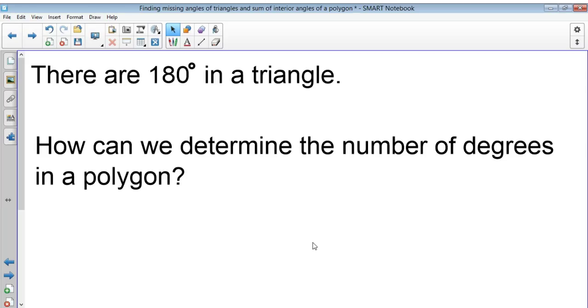So we've just established that there are 180 degrees in a triangle. And actually, this is a really powerful statement in geometry. The fact that there are 180 degrees in a triangle, and we can concretely prove it by lining up the angles of any triangle in a straight angle, is a very powerful concept that's used in geometry to determine the angle measurements in any other polygon. So now we're going to look at how we can use this fact to determine the number of degrees in any polygon.